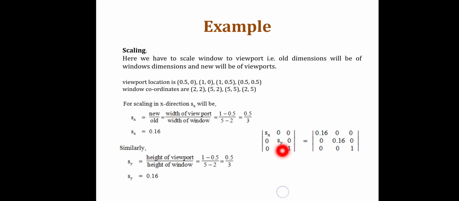Whenever I am considering the translation, at that time I am giving Tx and Ty. Now, this Sx and Sy are given over here at the diagonal position. So, here it will be Sx, here it will be Sy. So, 0.16, 0.16. So, this is my scaling matrix. So, this is the matrix for scaling purposes.